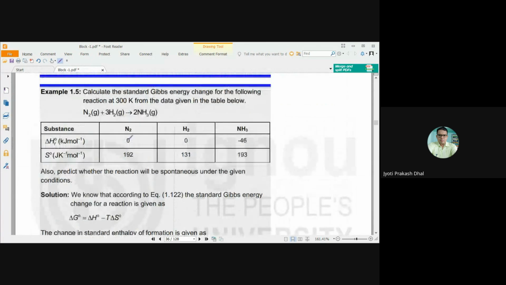And here another question is there. Calculate the standard free energy change of the following reaction at 300 Kelvin from the given data. Here del G F naught values are not there, but del H F naught values and S naught values are there. Standard entropy values and standard enthalpy of formation values are given.